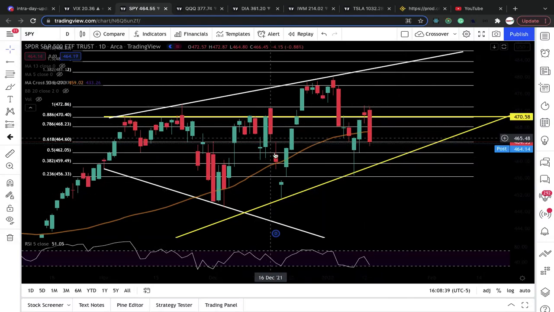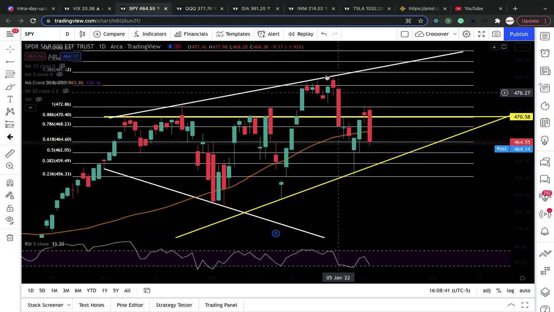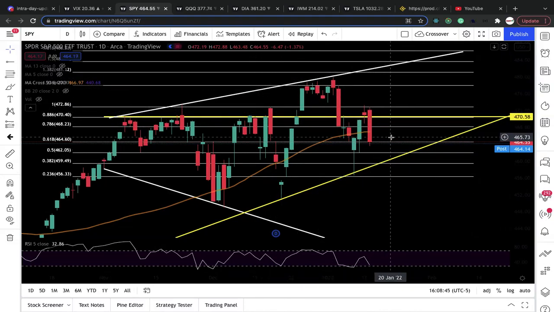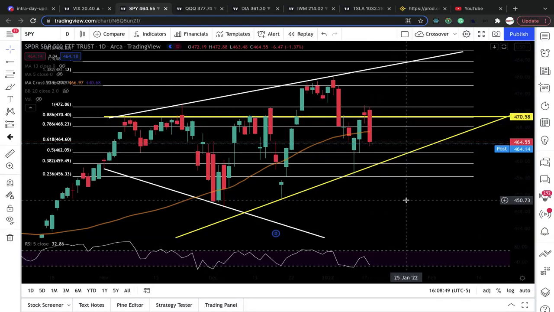Okay, look at this right here. This could be a head, left shoulder. This could be the right shoulder forming. So it's possible we just base some more before we drop some more.